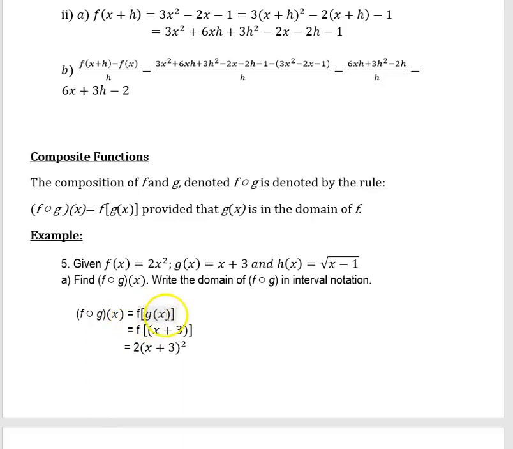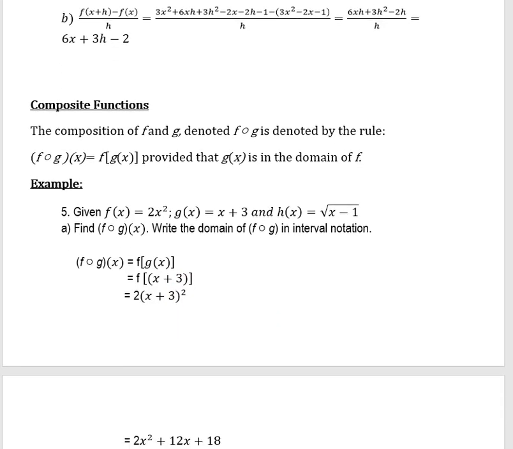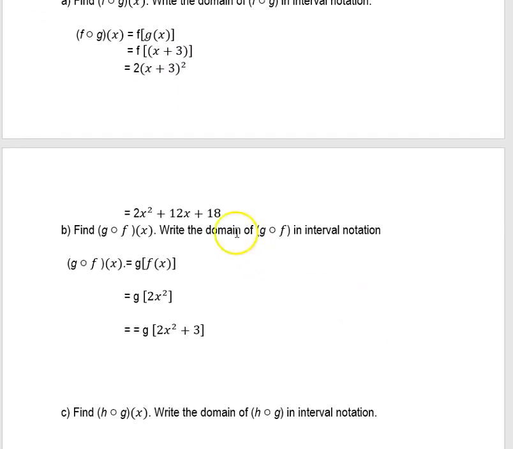So it means my g of x, which is x plus 3, will be plugged into the x value as my domain. And that's what I'm doing here. You can see it is 2, and my x now changes to x plus 3 to the power of 2. And then we go further to open the bracket and multiply by 2. And if you do that, you're going to have this as your final answer.